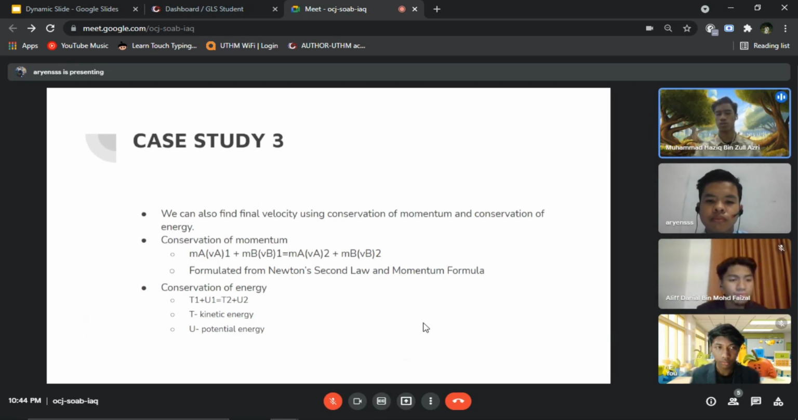It is formulated from Newton's second law, F equal to ma, and the momentum formula P equal to mv. Then what is conservation of energy? The formula is T1 plus U1 equal to T2 plus U2, where T is the kinetic energy, 1 over 2 mv square, and U is the potential energy, which is mgh. Using these two principles, we can solve the equation.